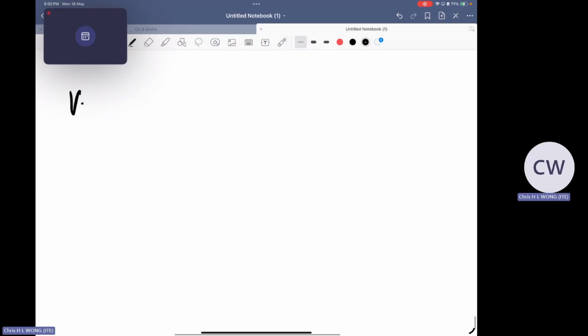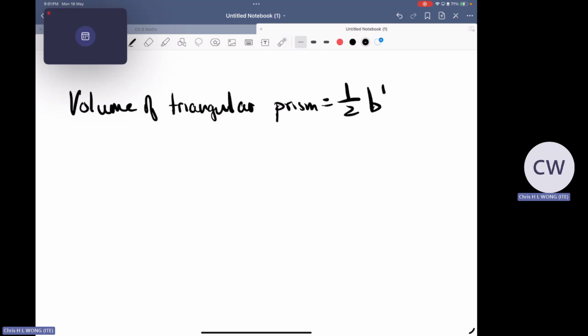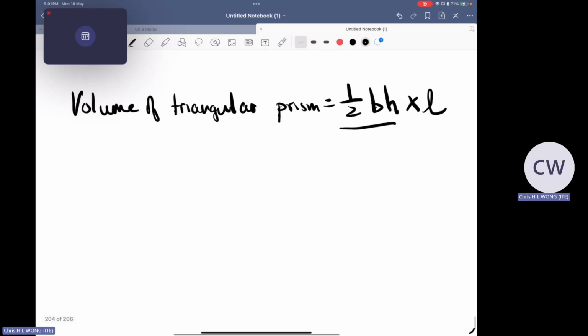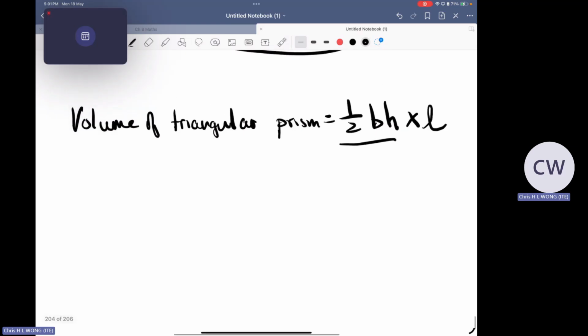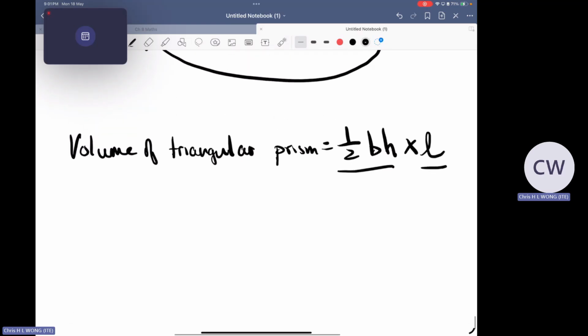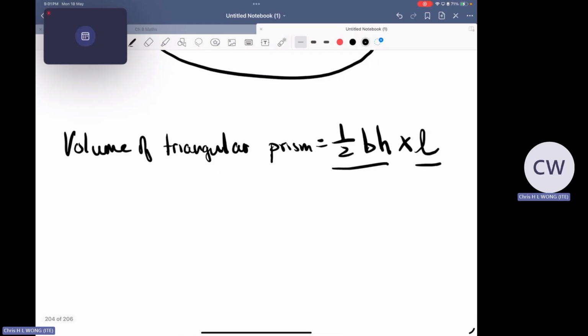Okay, volume of triangular prism. In this case, is half base times height times the length. Am I right? This is the area of the triangle, isn't it? Half base times height, right? This is the length that joins from the front to the back. Okay. Now they give you this. They give you this one, right? They give you the volume already.